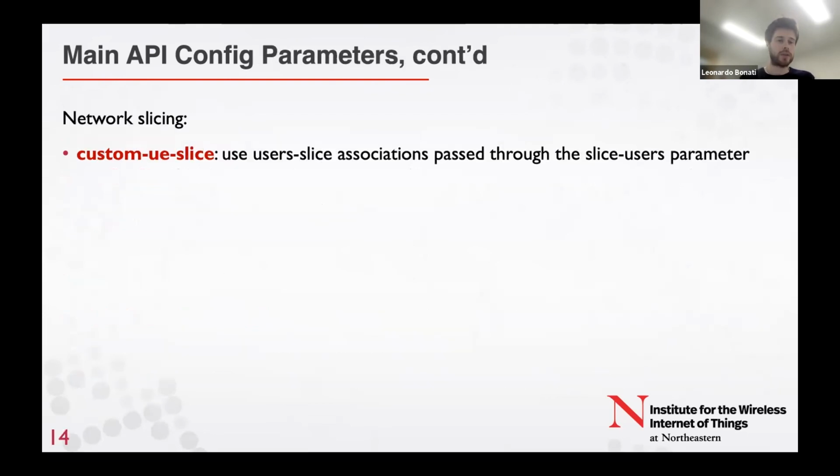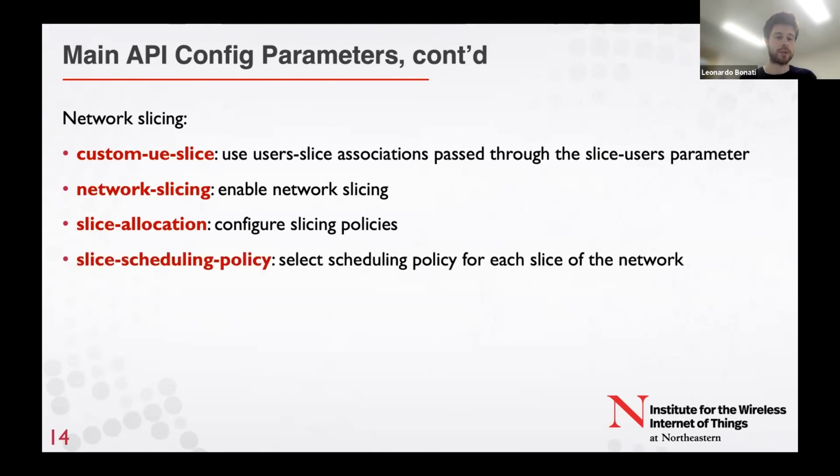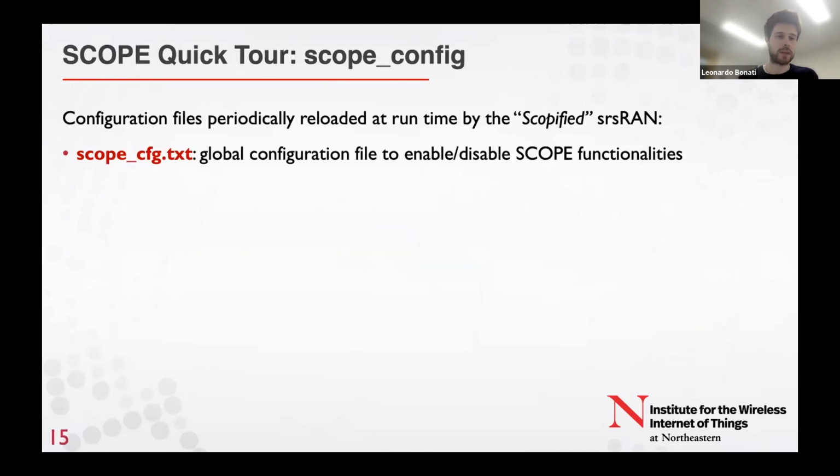And then we have a bunch of network slicing functionalities, like if you want to associate users to a certain slice. And if you want to use network slicing at all, or maybe you just don't want to use network slicing, so you can disable this functionality. The allocation of these slicing policies between the various slices and the configuration of certain slices, like scheduling policies, bandwidth of the slice, resources allocated to the slice, and so on and so forth. The scheduling policy of the slice.